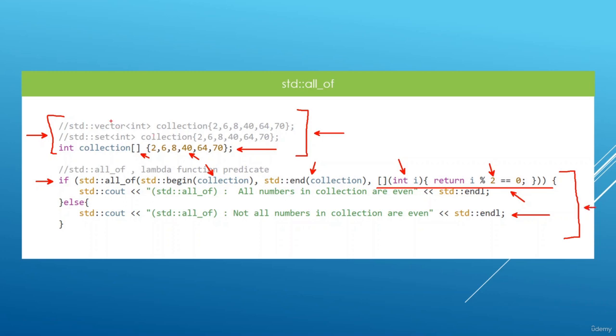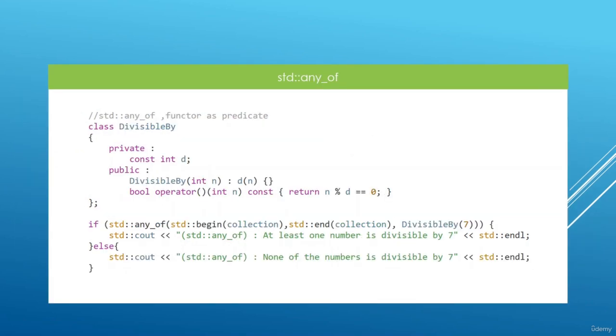You see, this is going to work for vectors, this is going to work for sets, this is going to work for raw arrays. This is really a unified way, and this is the power of the STL, if you ask me. Now, we have other kinds of algorithms we can use in this family. For example, we have the any_of algorithm, and this is going to check and see if any of the elements in our collection satisfies a given condition.